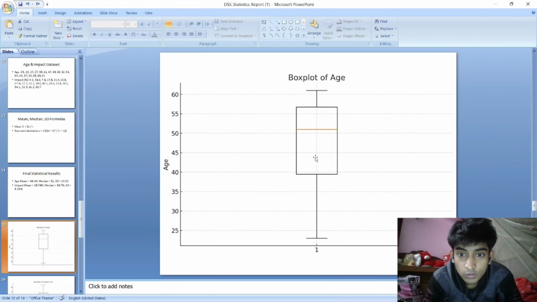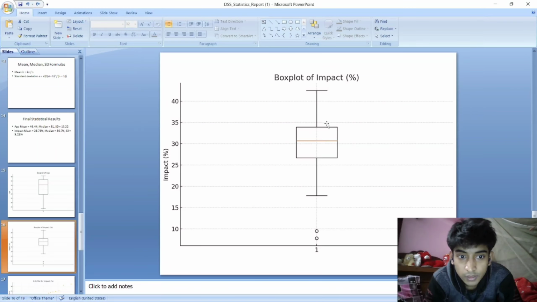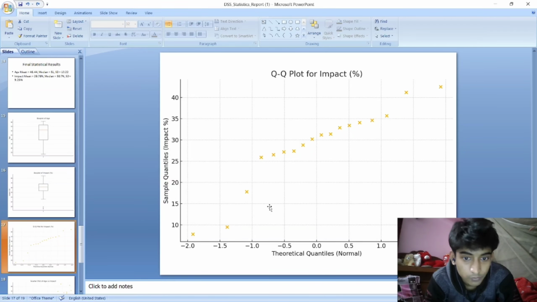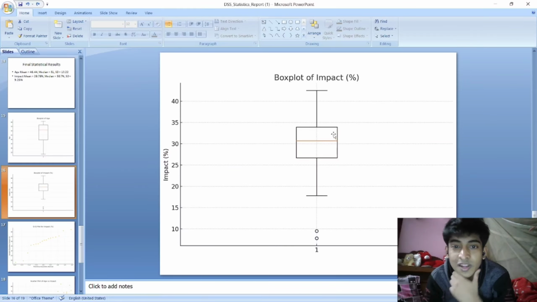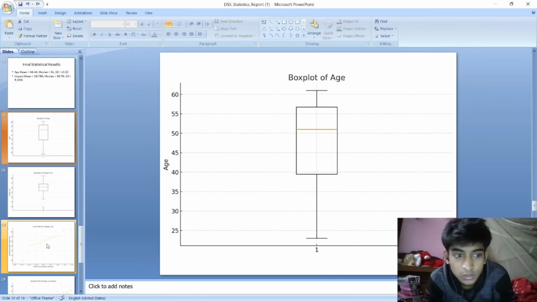So from this box plot, we can see that there are no such outliers, right? And yeah, this is it. For the box plot of impact percent, this is it. And we can see two outliers below 10, right? Box plots are generally used for outlier detection. Here we can see that this is the interquartile range and these two points are outside the interquartile range. So these are generally considered as outliers. Here we can see there are no outliers, right?